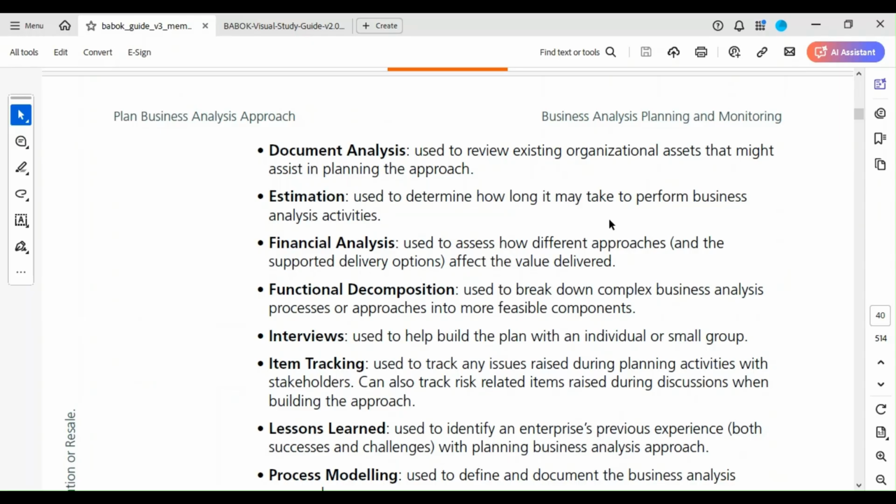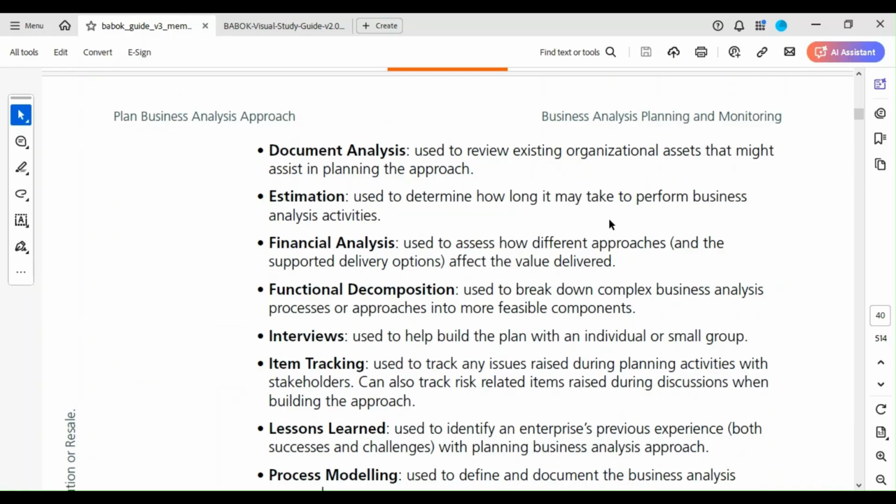So, when you say business cases, that is like the business experience, what they want. For example, I need to log in, I need to do this, I need to do that. So you are reviewing them to make sure that whatever decision you are going to take would meet that need. Document analysis: used to review existing organizational assets that might assist in planning the approach. So you want to look at the documents, your historical documents, to make sure that they could help.